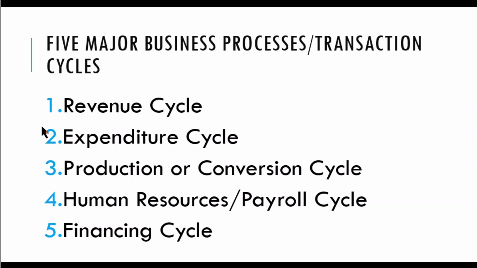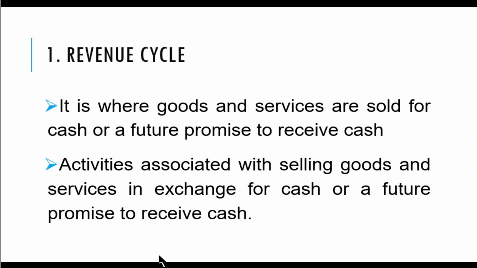We have the revenue, expenditure, production or conversion, human resource or payroll, and financing. Revenue, of course, is income, gains. Expenditure are the expenses or losses. Production or conversion, that is related to the inventories. And then you have human resource or payroll, that is with your employees' salaries. And financing, you have sources of funds.